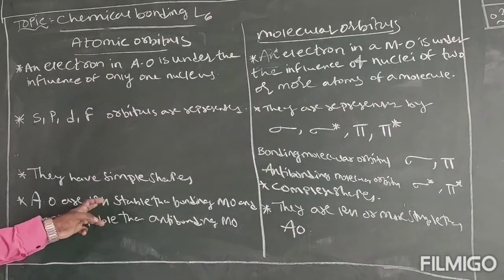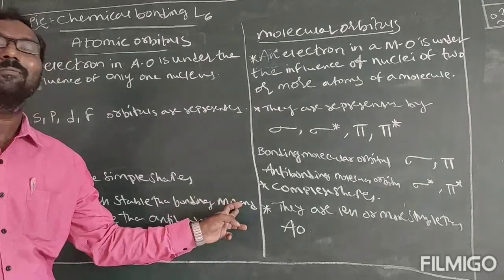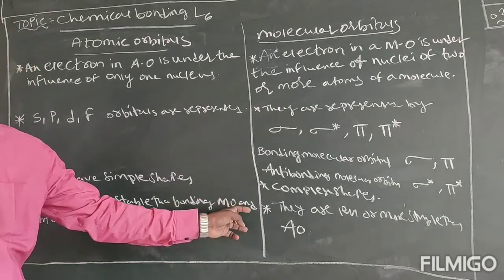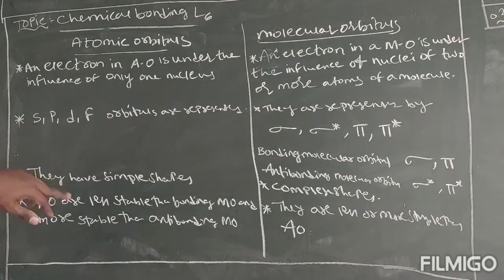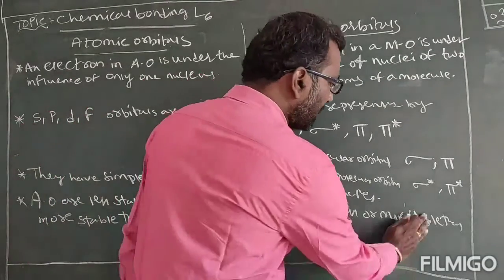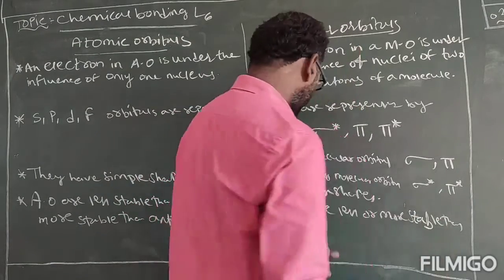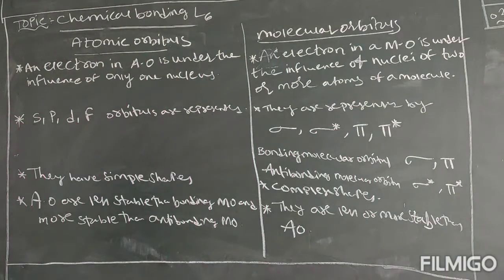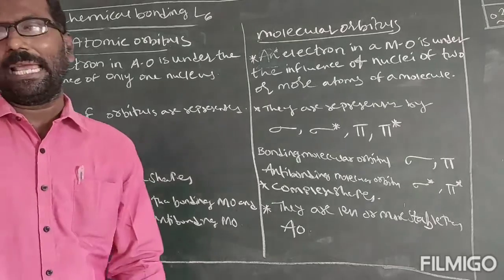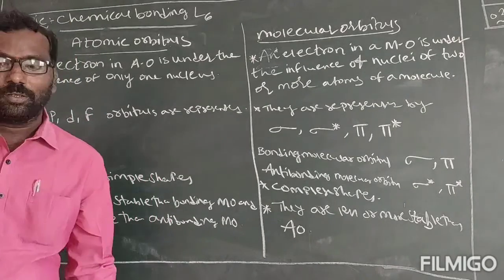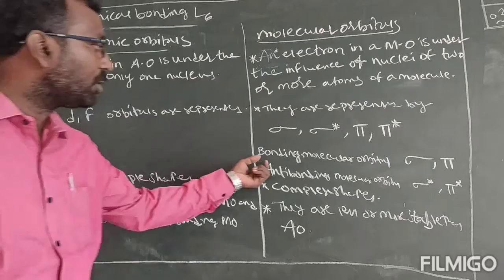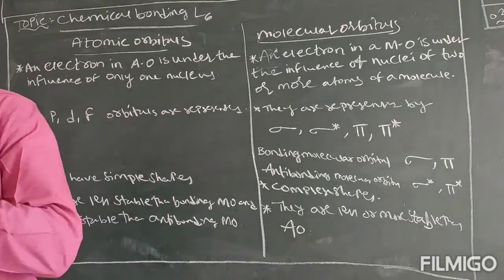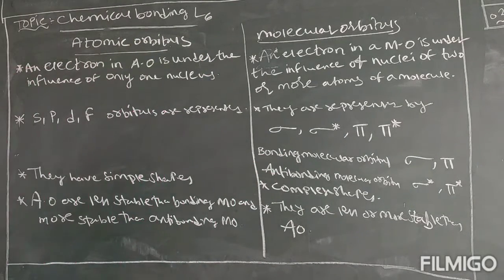Why? Because atomic orbitals are less stable than bonding molecular orbitals and more stable than anti-bonding molecular orbitals. So in some cases they are less stable and in some cases more stable than atomic orbitals. MO means molecular orbital, AO means atomic orbital. You can note down these major differences. After this, we will discuss in detail what bonding molecular orbitals and anti-bonding molecular orbitals are.